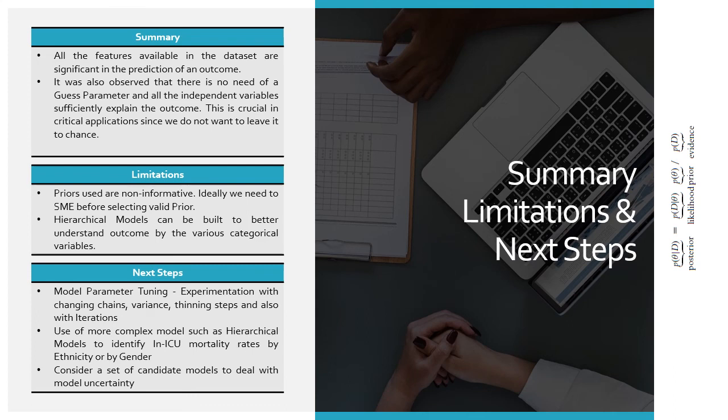As for limitations, priors used are non-informative. Hierarchical models can be built to better understand outcome by the various categorical variables. In terms of next steps, we can experiment with changing chains, variance, thinning steps, and also iterations. We should use more complex models such as hierarchical models to identify in-ICU mortality rates by ethnicity or by gender. We can also consider a set of candidate models to deal with model uncertainty.